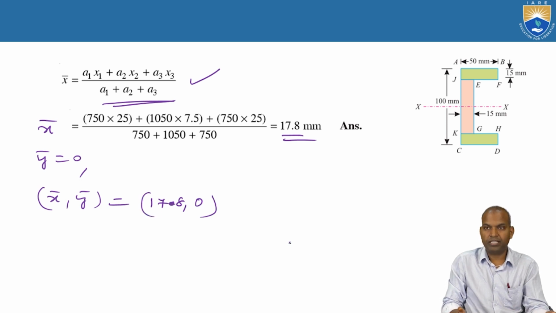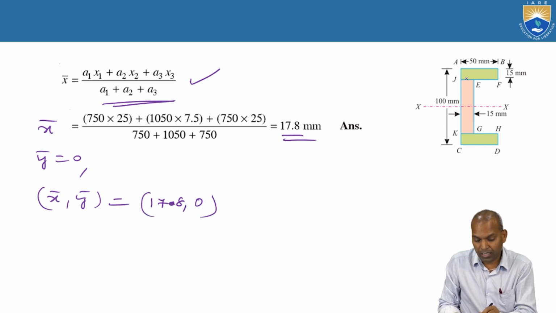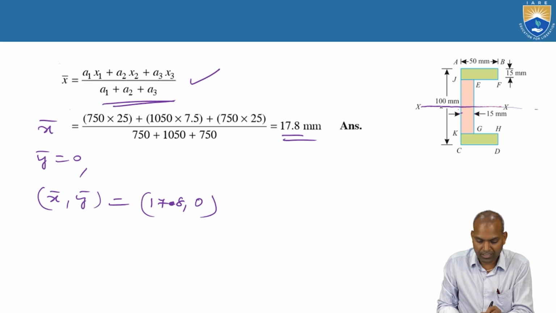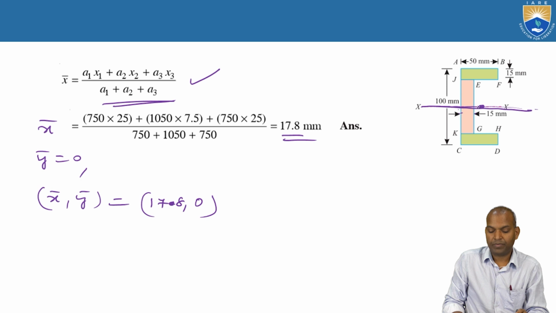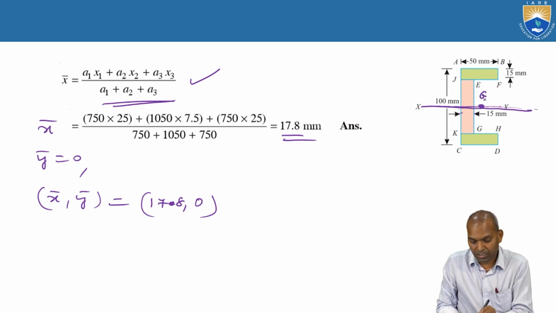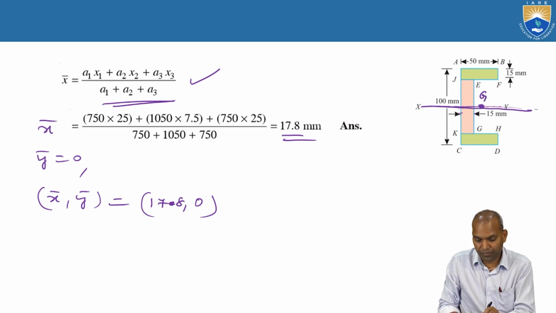So that means where it is located here, 17.8, this is the 15 millimeters. It is symmetrical about the horizontal axis, the reference axis. In this reference, it is located here. Now, this is the center of gravity because it is 15 millimeters on this axis, that is, here it is located.